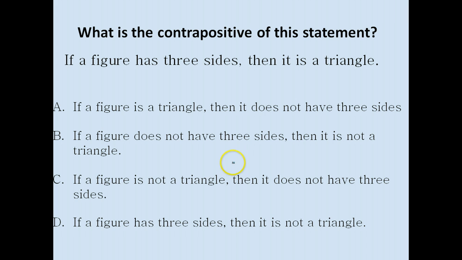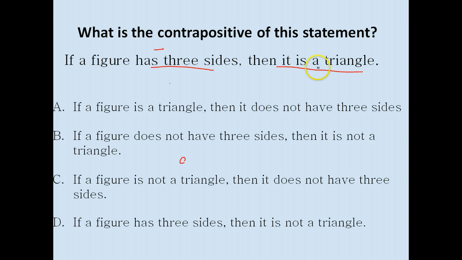All right, here's one on the contrapositive. So again, take a look at your notes. What would the contrapositive for this statement be? If a figure has 3 sides, then it is a triangle. What does the contrapositive do?